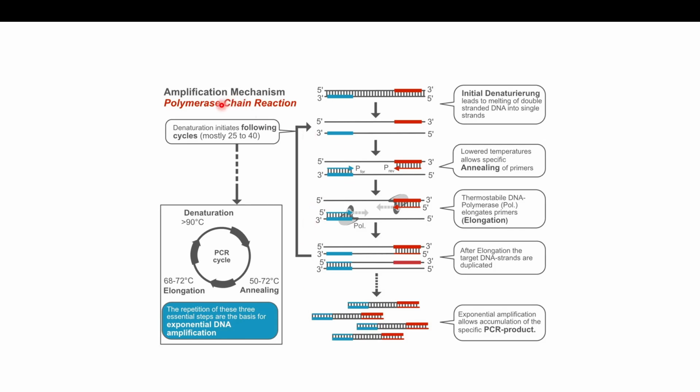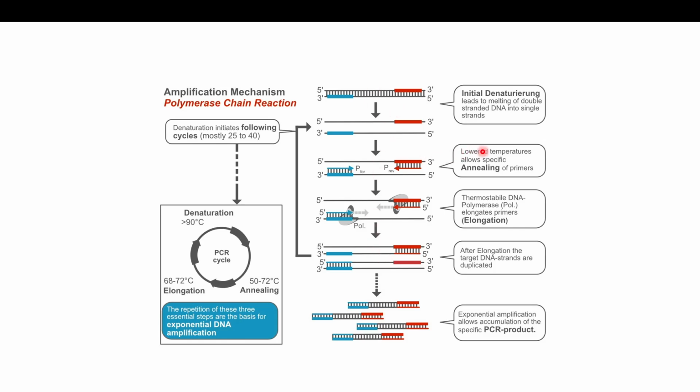So let's very briefly go through the thing once. There is this initial denaturing, which leads to melting of double-stranded DNA into single strands, and denaturation initiates this particular cascade.